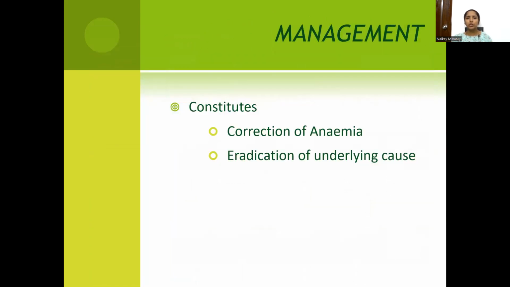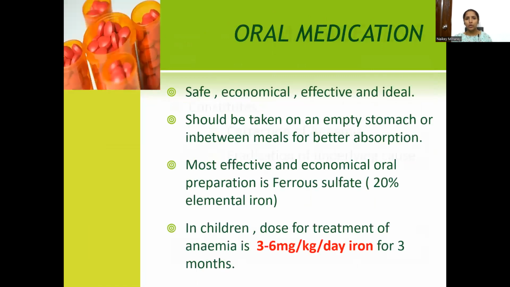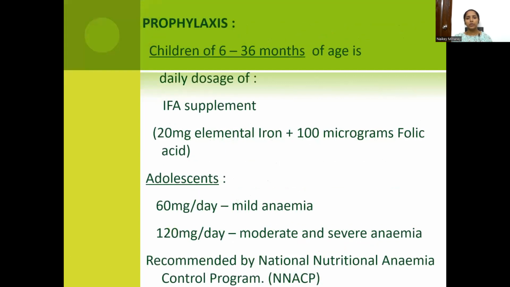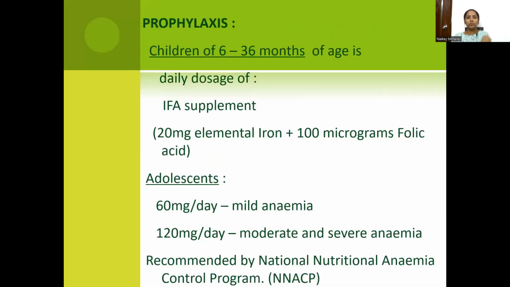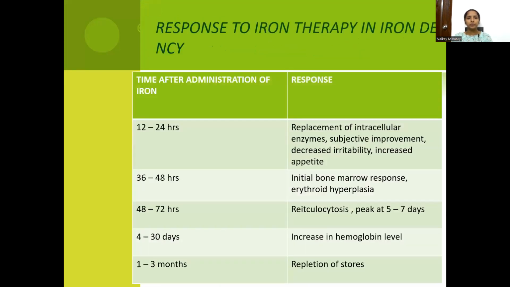Management constitutes correction of anemia and eradication of the underlying cause. Oral medication is safe, economical, easily tolerated, effective, and ideal. It is given as a maintenance dose of 3 to 6 milligram per kg per day for 3 months. For adolescents, 60 milligram per day for mild anemia, and for moderate to severe, 120 milligram per day. One program is also recommended in India at the national level, the National Nutritional Anemia Control Program.